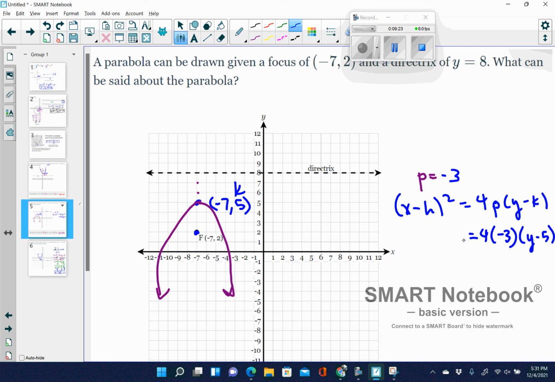I'm just going to set this up for you so that way you know how to proceed. And then over here it's x minus a negative, negative again is going to give me a positive, or I switch the sign. So that's going to be (x plus 7) squared. And then you take it from there to get the y by itself. All right. Let me know if you have questions.